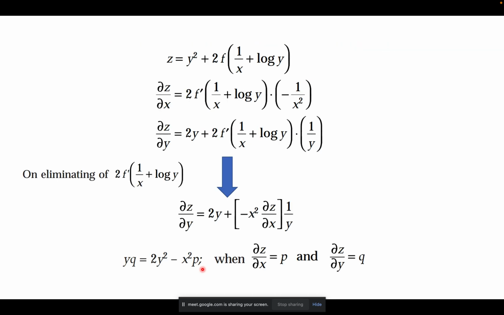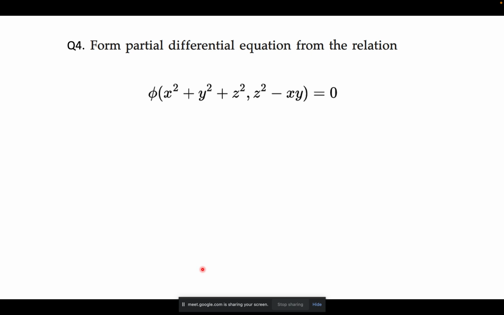Okay, so again I will take one more question, and this is the question which I have taken from the assignment. You have some phi function, which is phi of x square plus y square plus z square, and then you have z square minus xy is equal to 0.